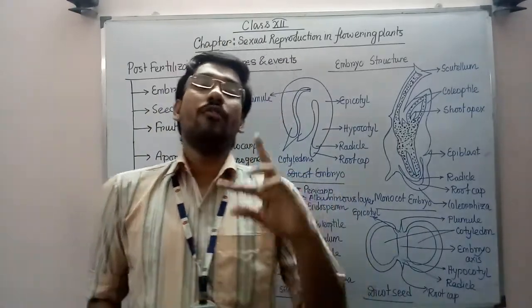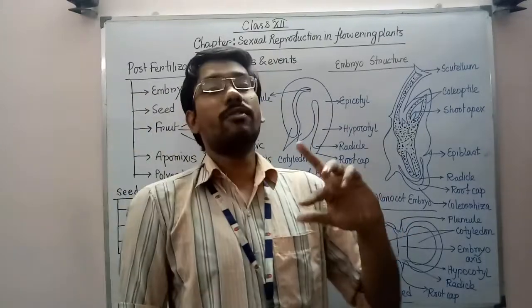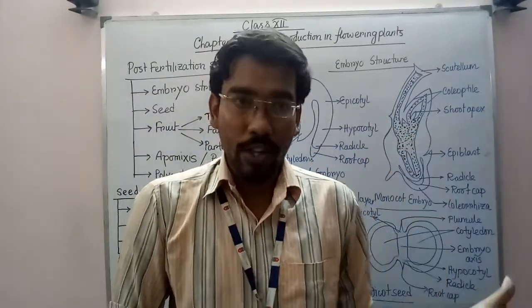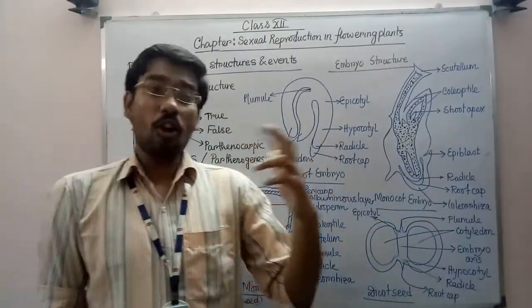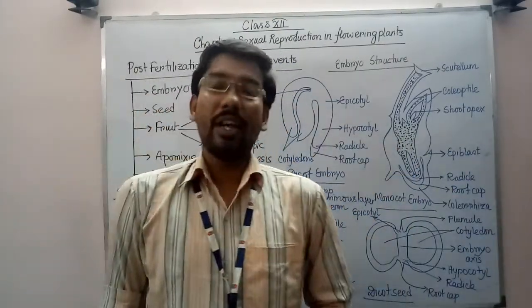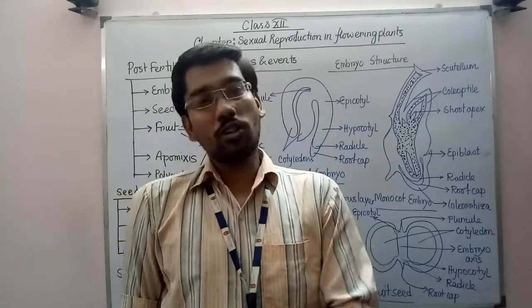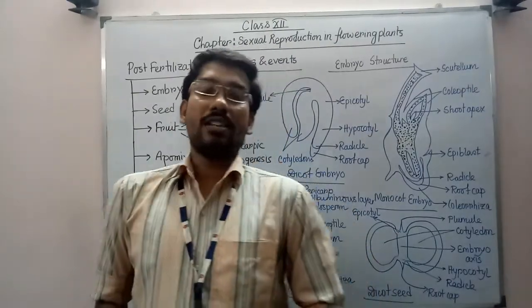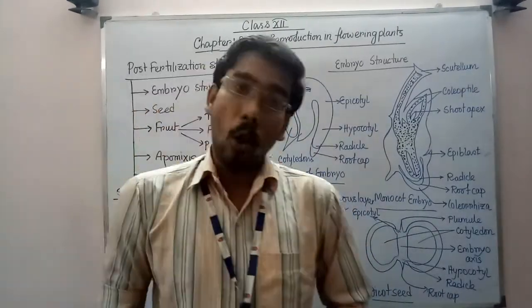But if the male gametes fertilize the nucellus cell layer, or fertilize the polar nuclei cell, and instead of forming endosperm an embryo forms, then multiple embryos will come inside a single seed, and that specific phenomenon is called polyembryony.